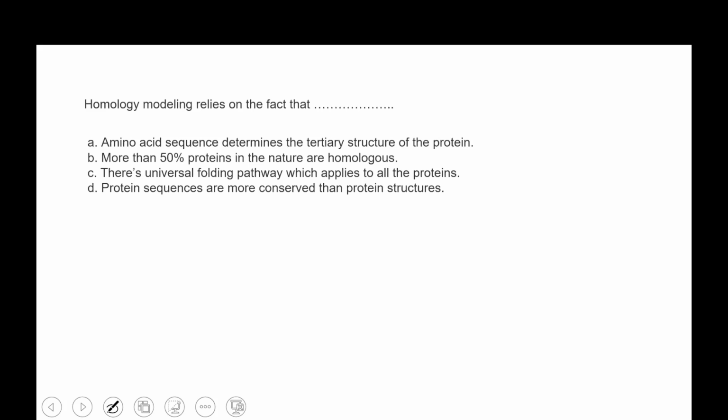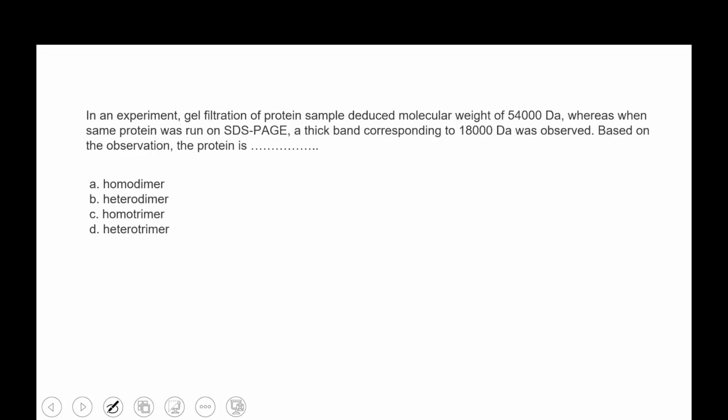So that is based on the fact that the amino acid sequence determines the tertiary structure of the protein, because whatever the sequence is, the same kind of polypeptide it will form, and because the polypeptide will have similar interactions in the secondary structure and tertiary structure, the overall structure of the protein will be the same. So the fact is the amino acid sequence determines the tertiary structure of the protein. The correct answer will be the first. All others are simply not correct.